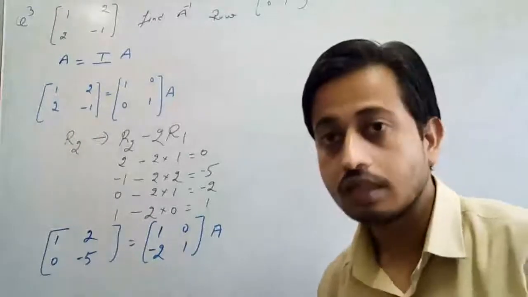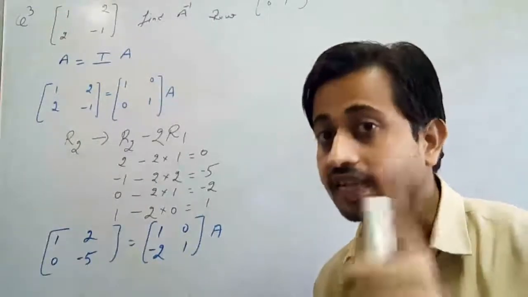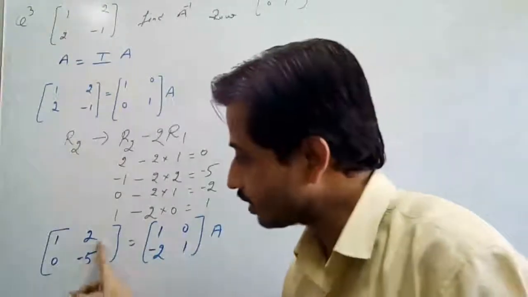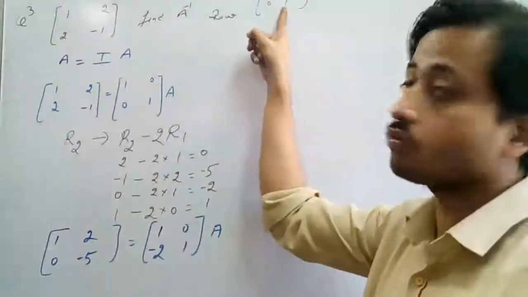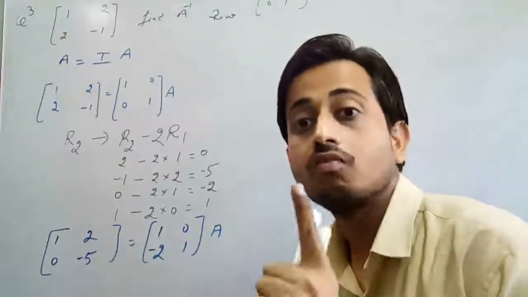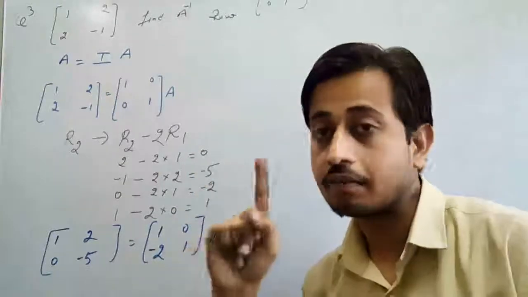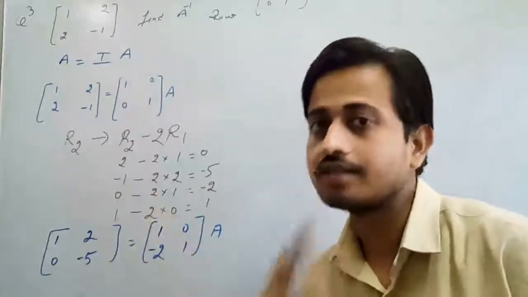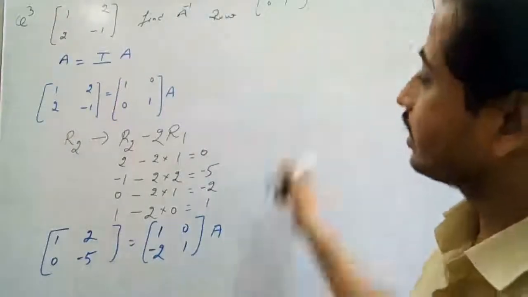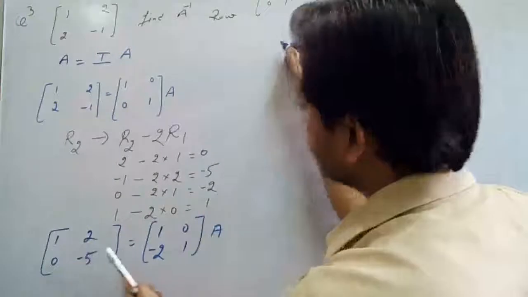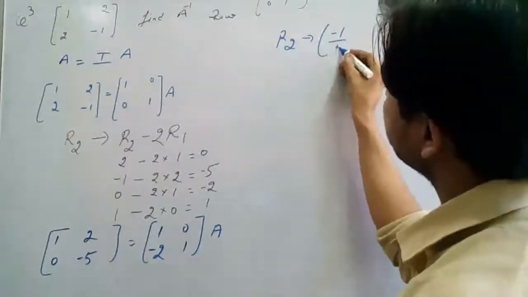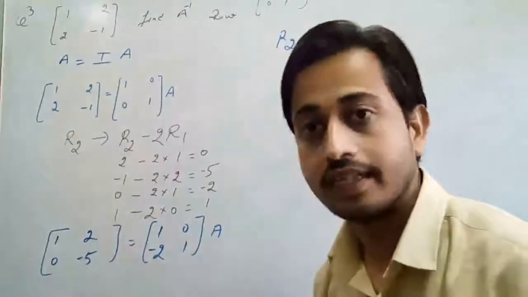Then what do we have to do? We are going to take the second operation, multiplication. We want to get 1 here. How will we get 1? If we multiply it by minus 1 by 5, 5 will cancel out 5 and minus will cancel out minus. We get 1. So I am going to apply the second elementary operation. We are going to apply R2 becomes minus 1 by 5 into R2.